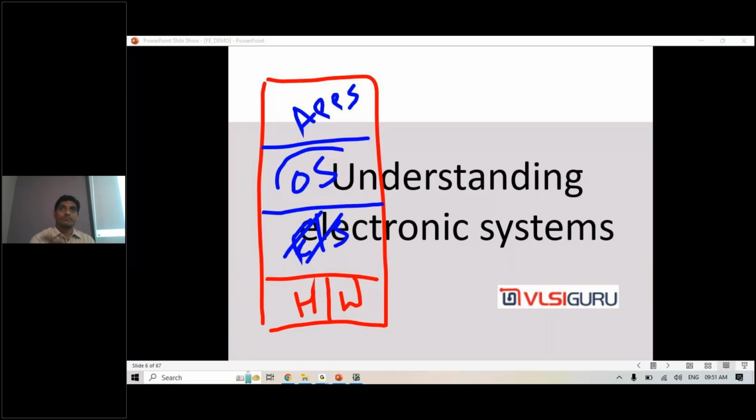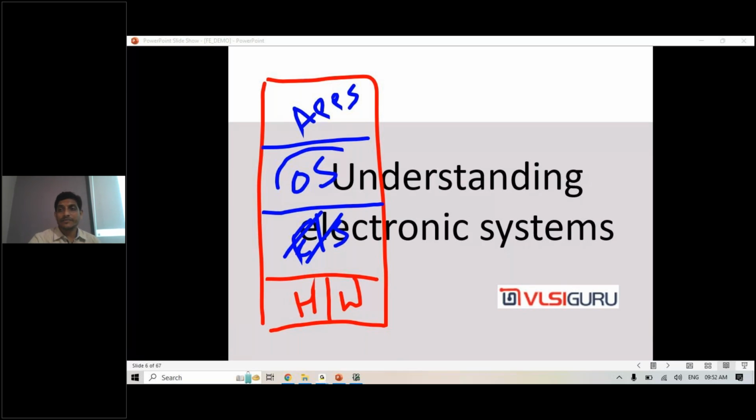What is at the bottommost? Hardware. What is above that? Embedded system. You can call it firmware, you can call it drivers. Then on top of firmware, what do you have? Operating system. On top of the operating system, you have different applications.